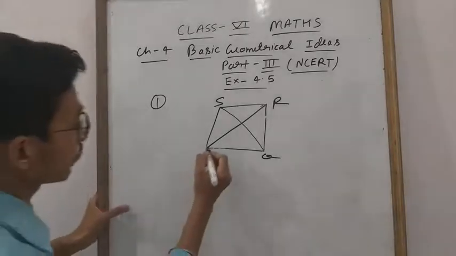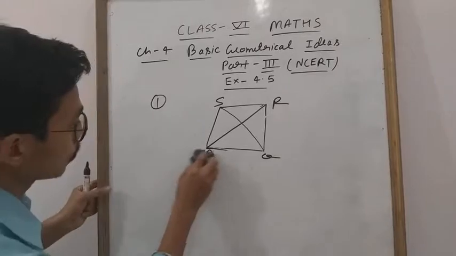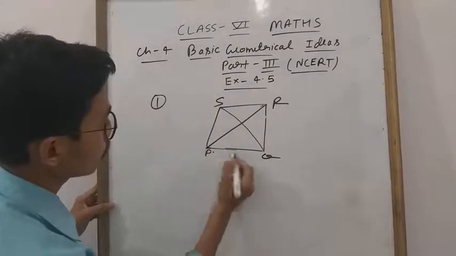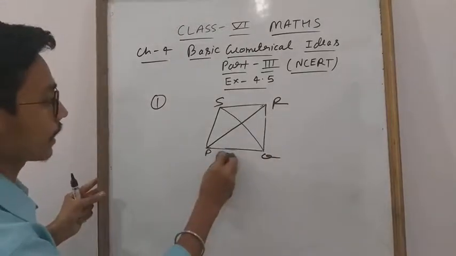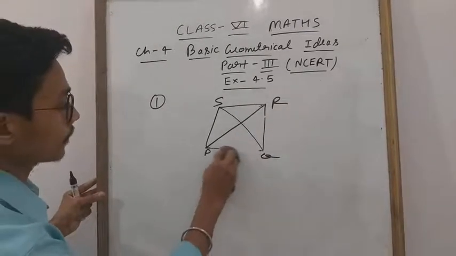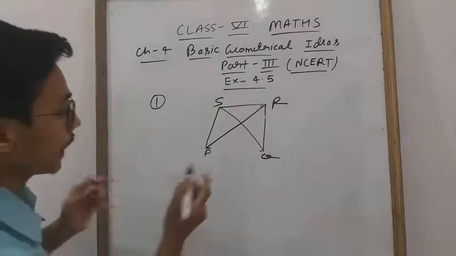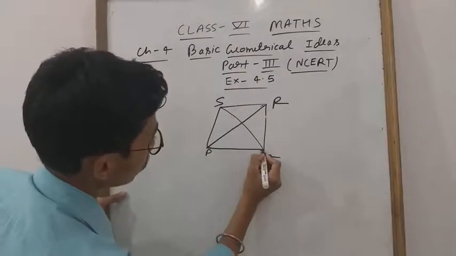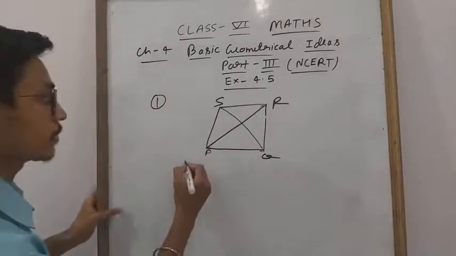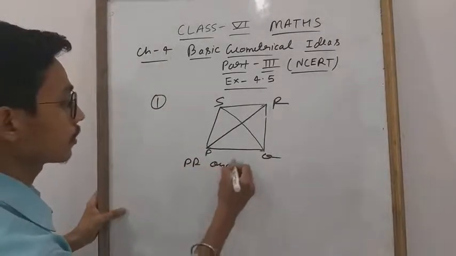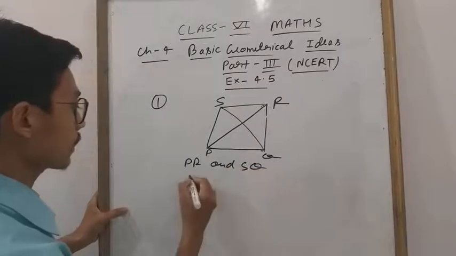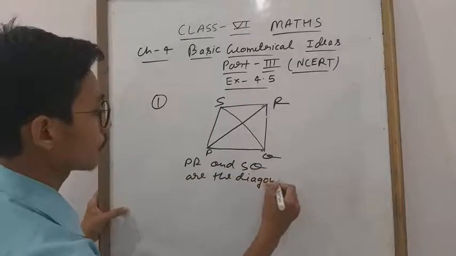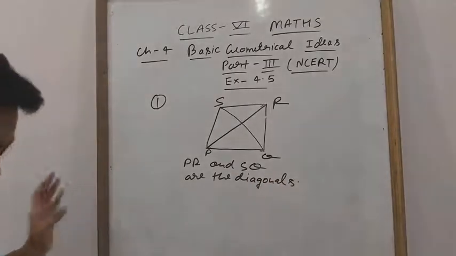So first diagonal and second diagonal. This is your PQ, the line PQ, and this is SR. So you have to find the diagonals. Diagonal, you know, is the line joining opposite vertices. So PR and SQ are the diagonals. Okay, everyone. And next what is given?